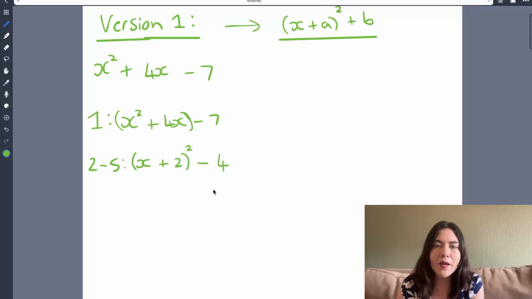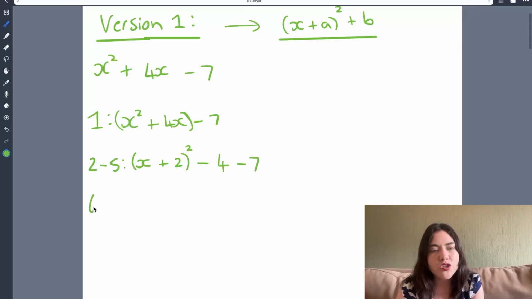Now you might be asking yourself, in the previous question we had a negative, and in this question we have a positive inside the bracket. Does that affect the number outside? And the answer is no. You will always minus the square of the new number regardless of the sign in the brackets. All right, and then we add our minus 7.